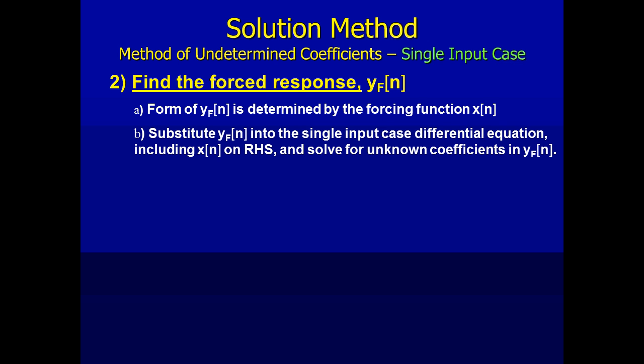So that says my forced response is that constant 4/3, but I didn't turn on the input until index n equals 0. So, just for bookkeeping, I'll put that u of n in there too to let me know nothing was happening before that. I can't have a forced response before the system was input because I have a causal system. Questions? Yeah.